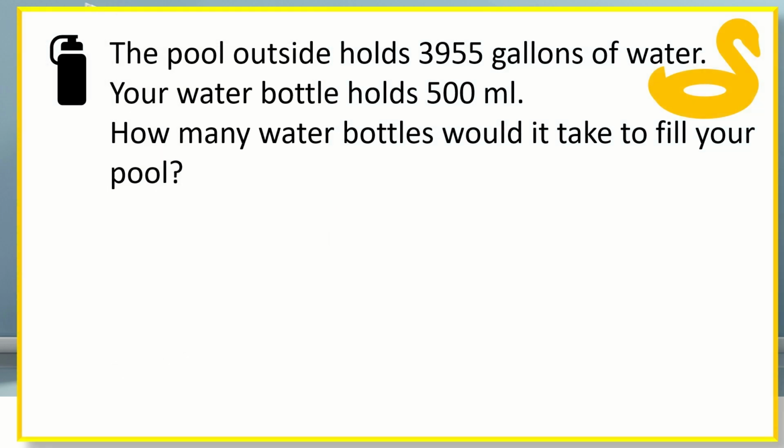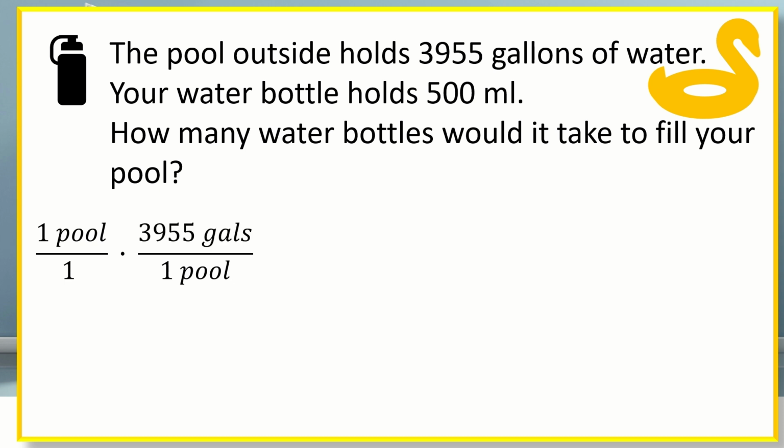Let's say we have a pool outside. Now, our pool holds 3,955 gallons of water, and my water bottle only holds 500 milliliters. And I want to know how many trips to the faucet and back with my water bottle would it take to fill this pool. I'm going to complete the journey similar to what we did before, starting with my pool. What is it about the pool I want to talk about? How many gallons of water? 3,955 gallons given in the problem above.